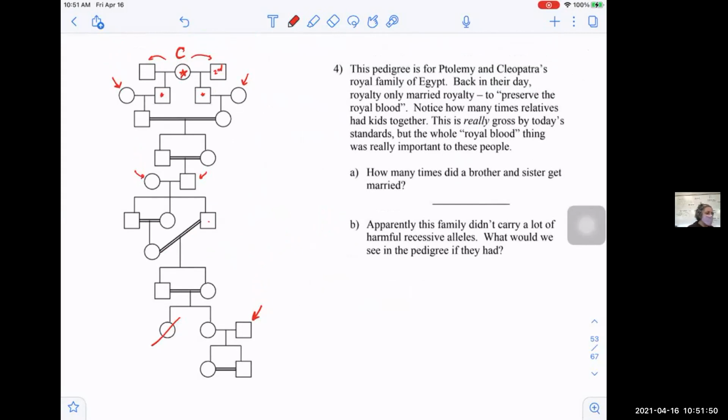All right, how many times then did a brother and a sister get married in this family? Just brother and sister. So there's 1, 2, 3, 4. 4 times.